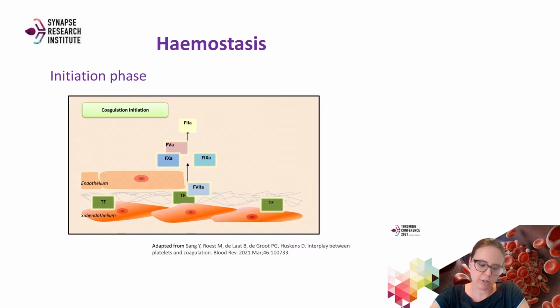Circulating factor 7 binds to tissue factor and forms the tissue factor-7A complex, which proteolytically cleaves small amounts of factor 10 and factor 9 into factor 10A and factor 9A. Factor 10A associates with its cofactor, factor 5A, and forms the prothrombinase complex on tissue factor-expressing cells, which converts small amounts of prothrombin into thrombin.